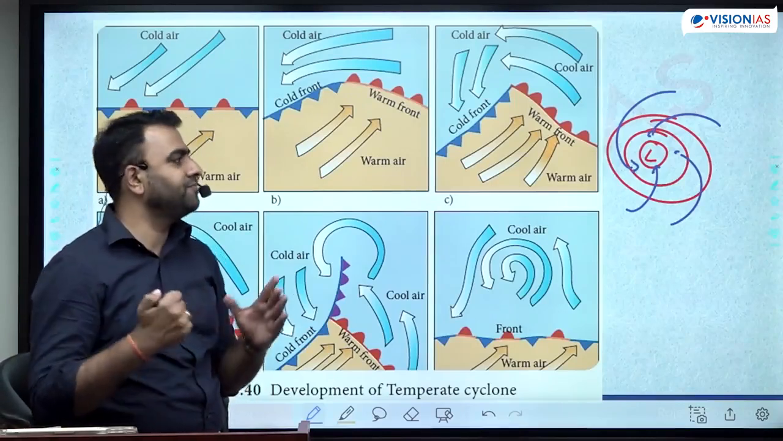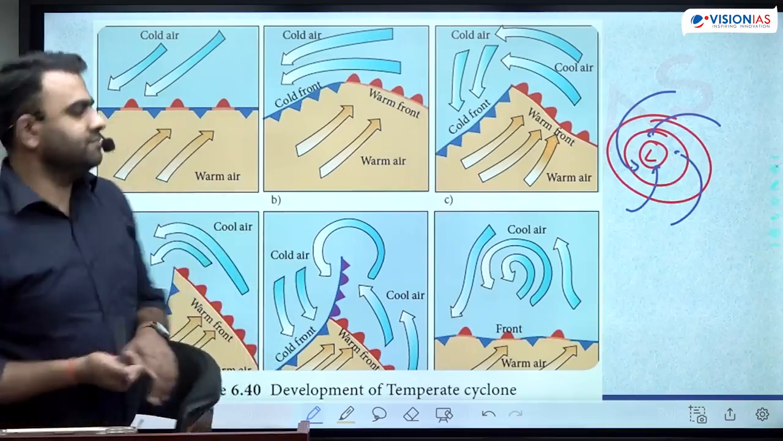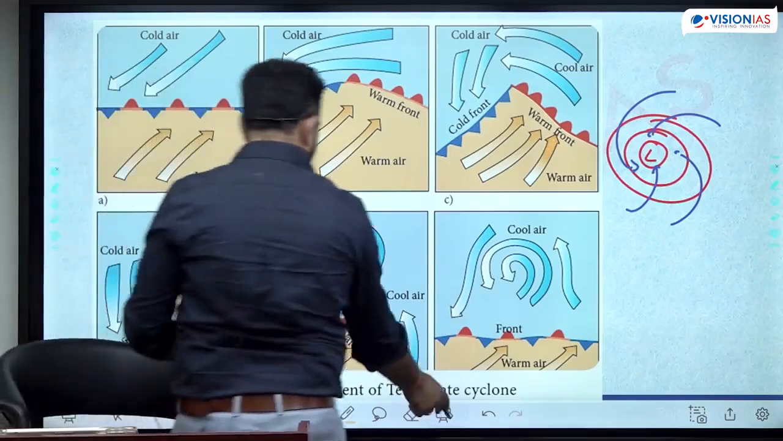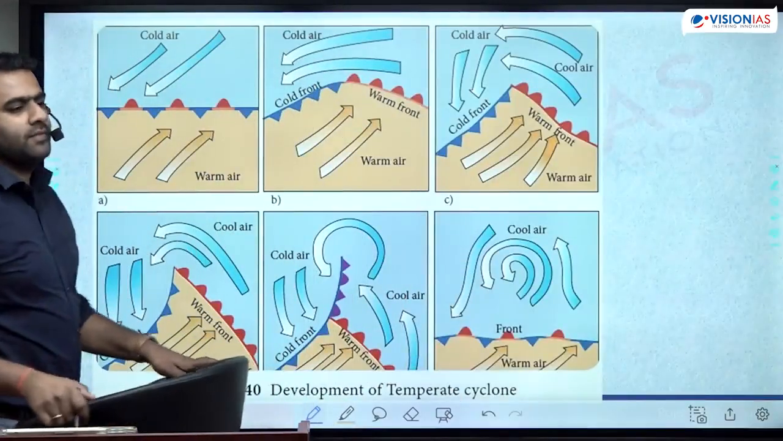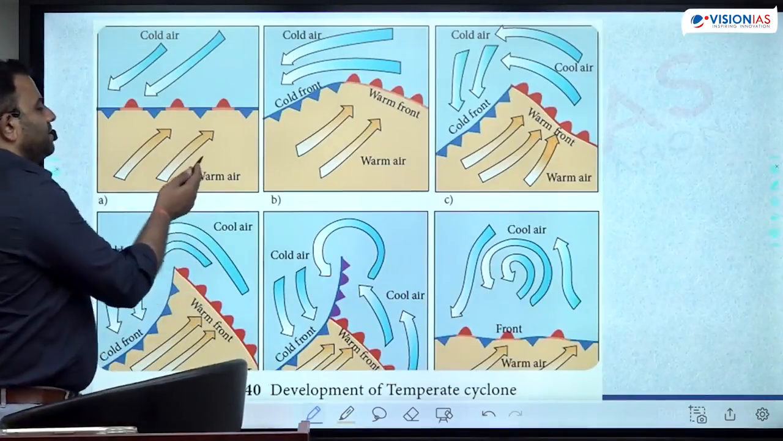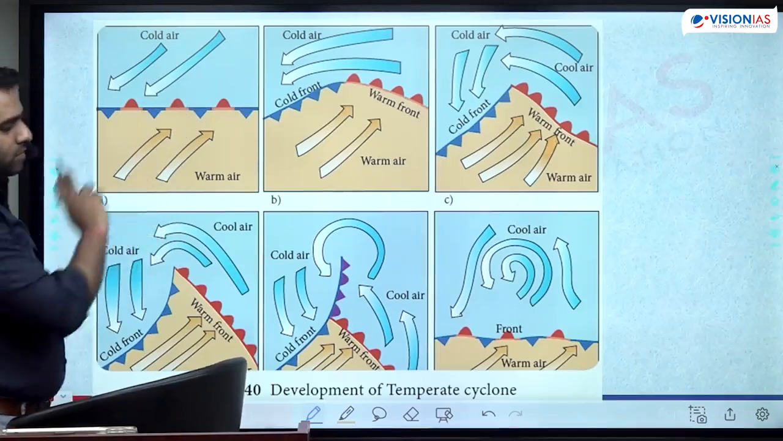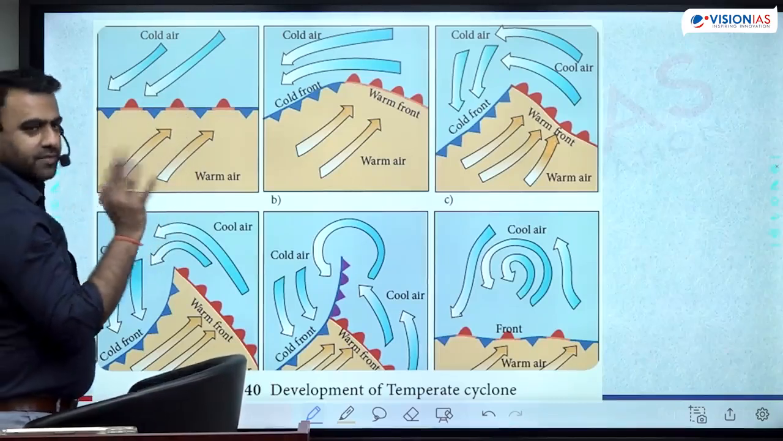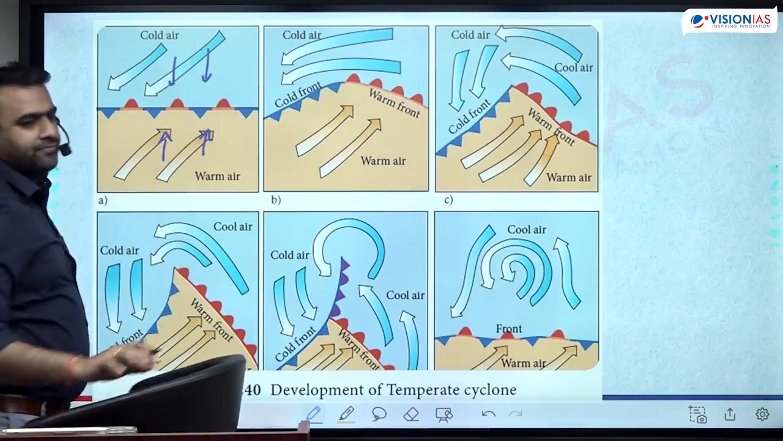We will see that. So what happens here? It all starts with a stationary front. Okay, a stationary front begins with two different air masses coming closer towards each other. This is all top view, we are looking from above. This is a warm air mass moving in this direction, a cold air mass coming in this direction.